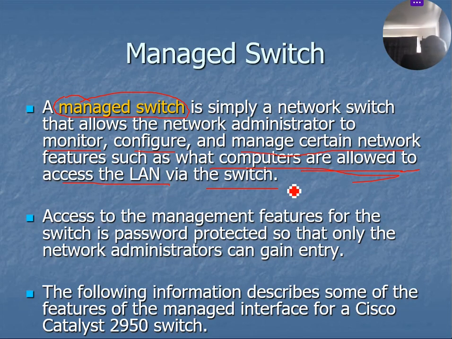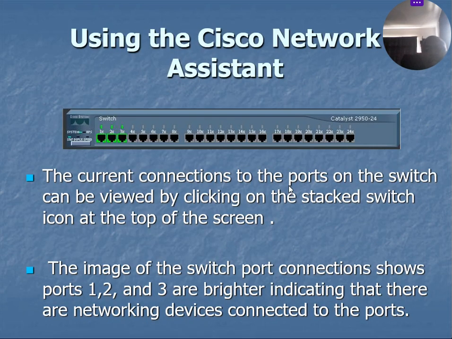Now let's take a look at a good example of a Cisco switch, Cisco Network Assistant. Now you see this one has about 24 ports. This switch is called the Catalyst 2950-24. So it has about 24 ports, upon which different devices can be connected.